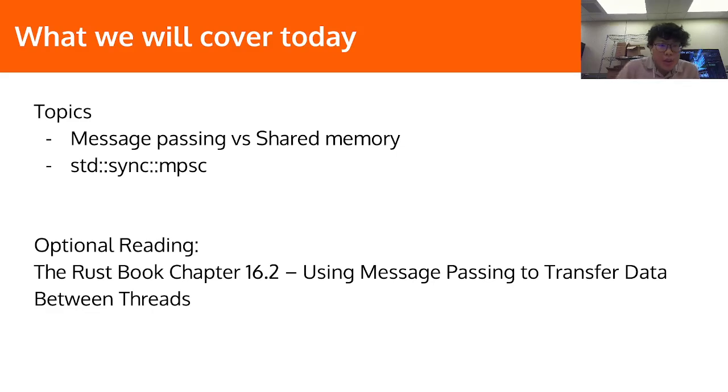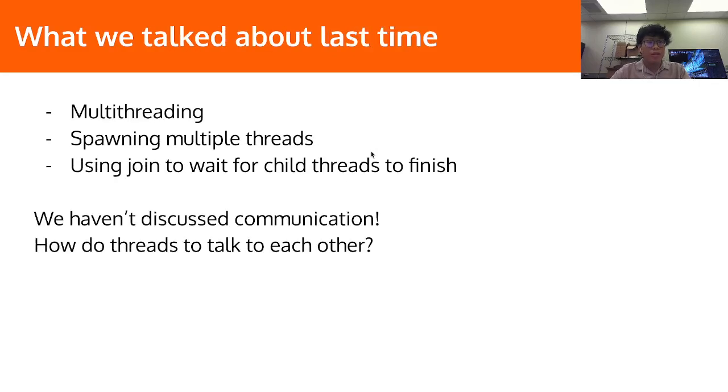So what we'll cover today, we'll talk about message passing and shared memory, and we'll explore how to use the mpsc library in Rust. If you want to follow along by yourself, you can read the Rust book chapter 16.2, using message passing to transfer data between threads. In the last lecture, we talked about multi-threading, and you learned how to spawn multiple threads and use join to wait for the child threads to finish, right? Now we go into the next part of learning how to write multi-threaded code, which is communication, right? How the threads talk to each other.